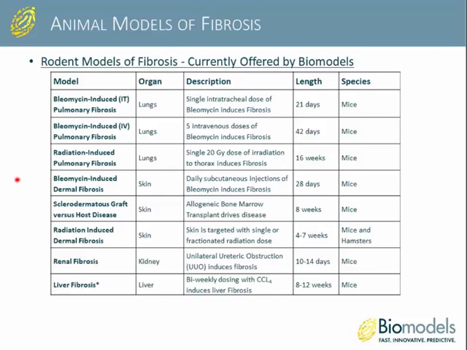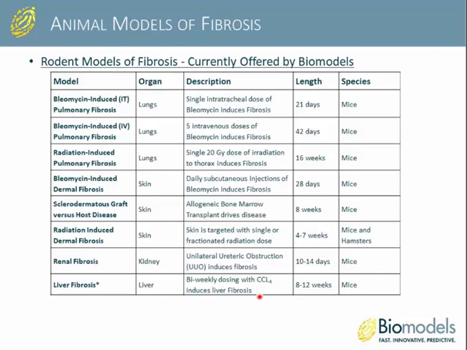And then also in the next organ system, if we're looking at our skin as a model, we also have a bleomycin-induced dermal fibrosis model. And then we offer a sclerodermatous graft versus host disease model, and then additionally a radiation-induced dermal fibrosis model. And these are all able to be done in mice, and we also can do these in hamsters. Finally, we have a renal fibrosis model in which the ureter is obstructed for 10 to 14 days. And currently we have a liver fibrosis model under validation in which fibrosis is driven by biweekly dosing with carbon tetrachloride.